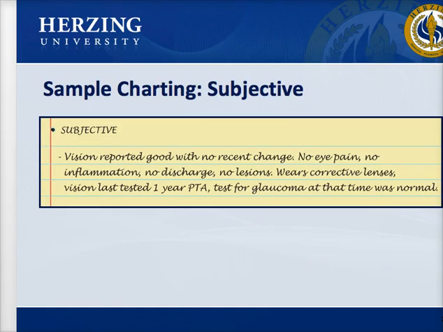This next slide is a sample note. Vision reported good with no recent change. No eye pain, no inflammation, no discharge, no lesions. Wears corrective lenses. Vision last tested 1 year prior to assessment. Test for glaucoma at the time was normal. So that was for subjective data.